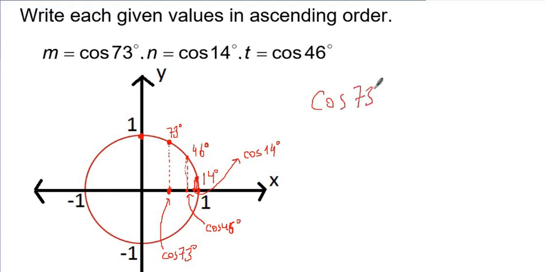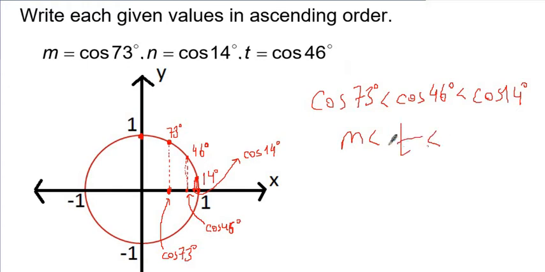Cosine of 73 degrees is smaller than cosine of 46 degrees, which is smaller than cosine of 14 degrees. So cosine of 73 is m, m is smaller than cosine of 46, which is t. M is smaller than t, and cosine of 14 is n. M is smaller than t, and t is smaller than n.